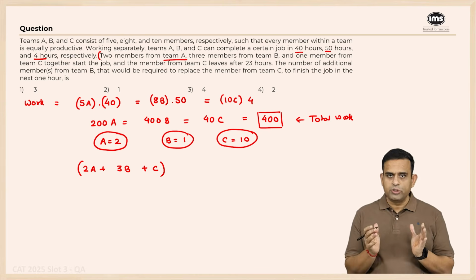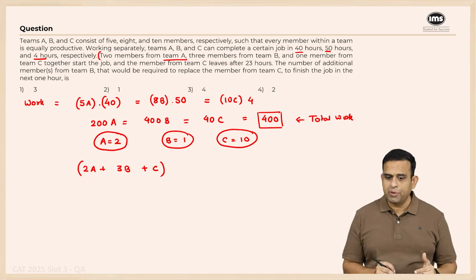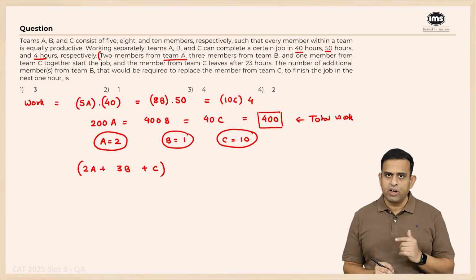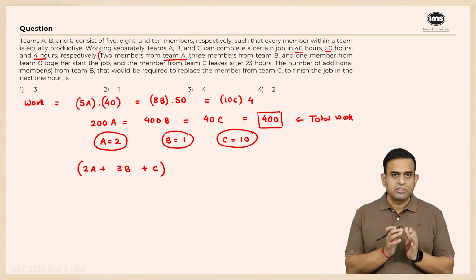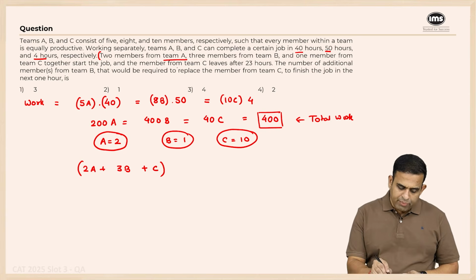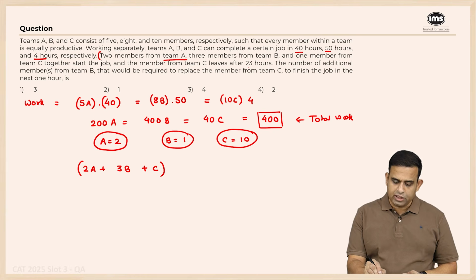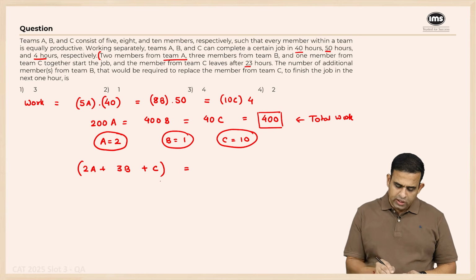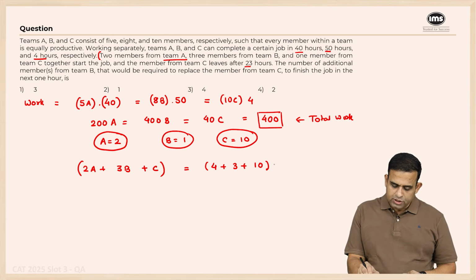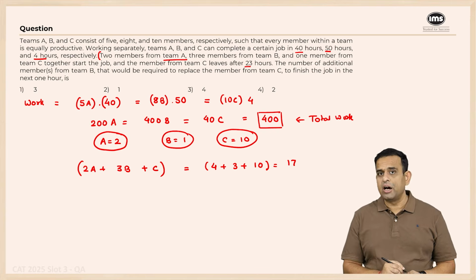So this was the group which was formed, comprising 2 members from team A, 3 members from team B and 1 member from team C, and they started the work together, and the member from team C leaves after 23 hours. So first of all, how much work can they do, let's say, in 1 hour? So 2A will be 4, 3B will be 3, C will be equal to 10, so they can do 17 units in an hour.